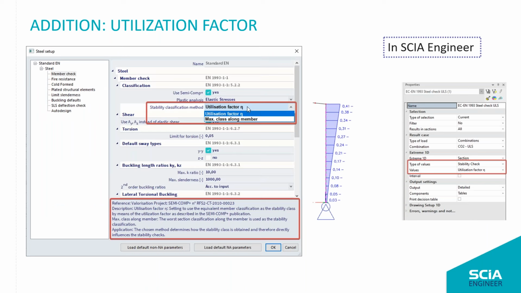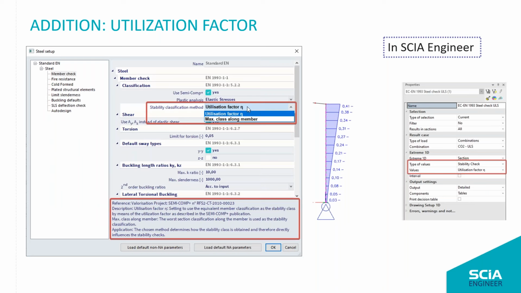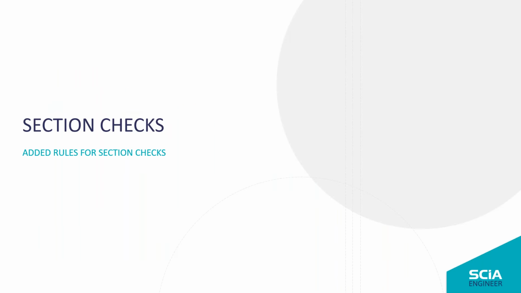I will just go over a bit, it's a bit more fast. In the steel setup, you can choose between the max class along the member or the utilization factor N. And then in the steel check, you can ask to display the utilization values. Here we see that the most used section is at the top. So for this case, we would use a class 1 section instead of a class 4 section for the calculation, which would be a lot nicer, as you can imagine. And that concludes our first round of topics and leads us on to the section checks.